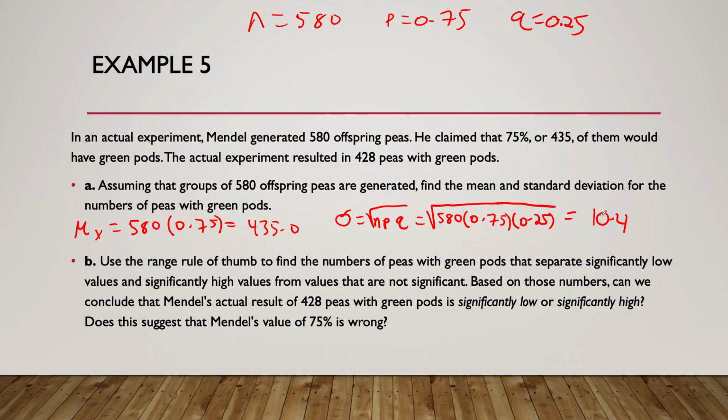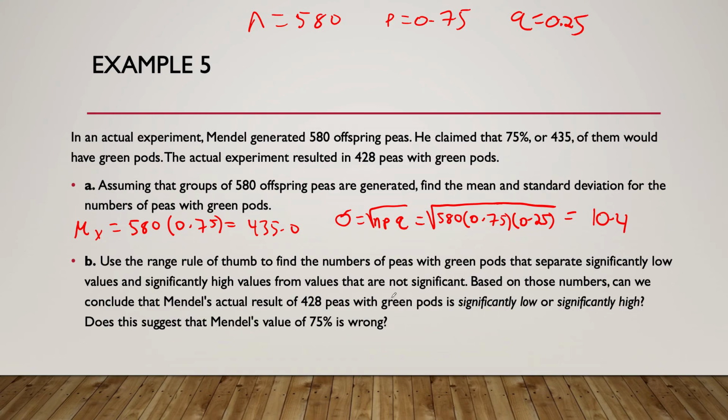For the range rule of thumb, find the numbers of peas with green pods that separate significantly low values and significantly high values from values that are not significant. Then based on those numbers, can we conclude that Mendel's actual result of 428 peas with green pods is significantly low or significantly high? And then does this suggest that Mendel's value of 75% is wrong?